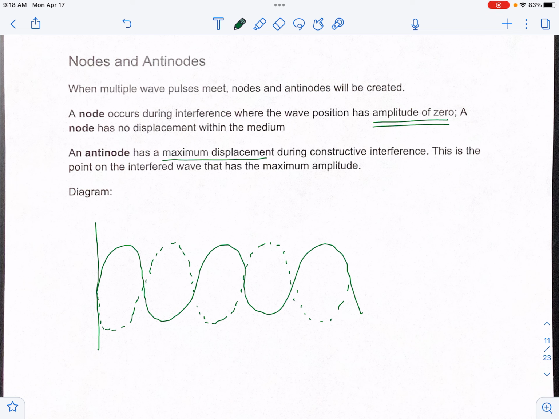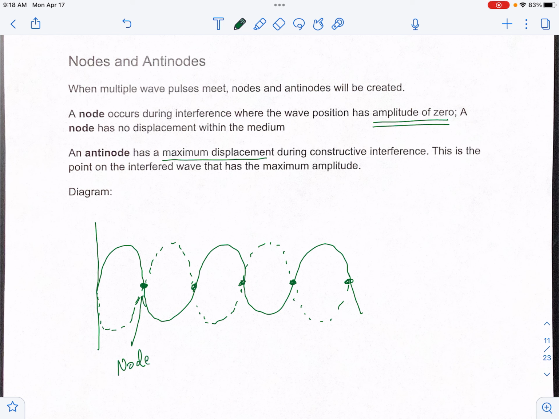Okay, now a node is what we talked about in the first part. A node is when it meets in the middle. Okay, right there. So nodes are in the middle. I know mine's not the best drawing ever. But where they meet in the middle, where there's 0 amplitude, that would be a node.